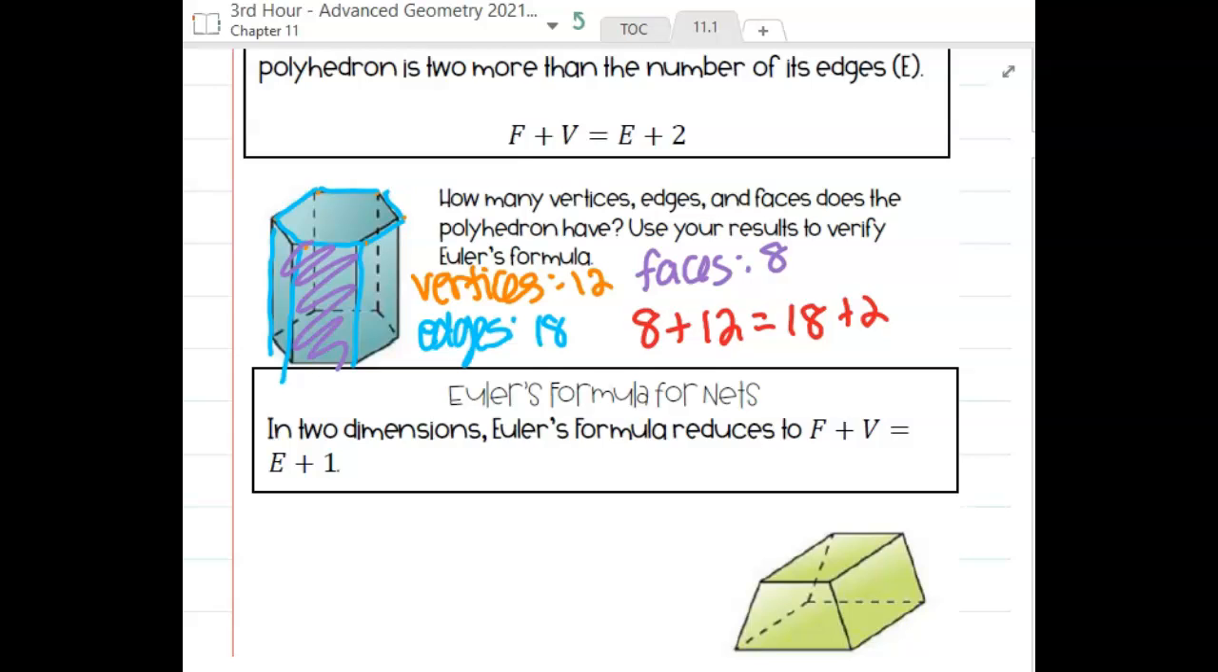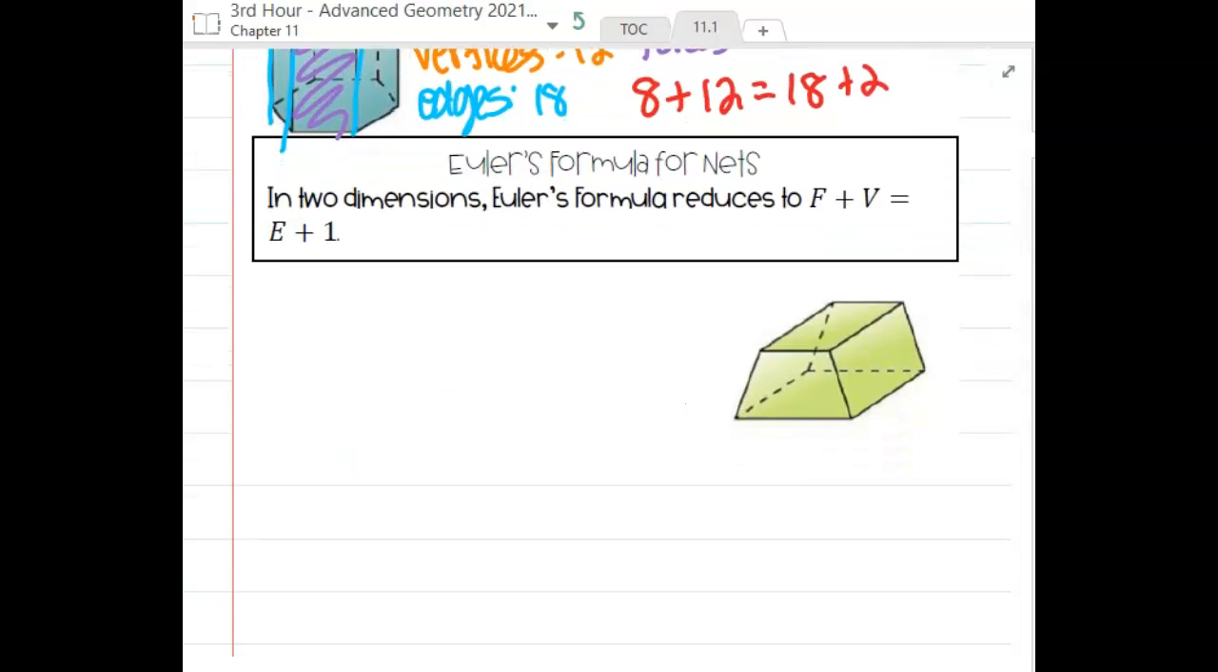Now, what Euler discovered is that it also works if instead of looking at a 3-dimensional object, it also works for a net. Now, we talked about nets in the very first chapter this year. A net is if you take a 3-dimensional object, think about it as a box, and you were to unfold it and lay it flat. Okay?